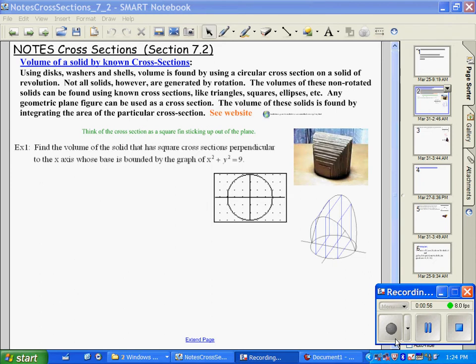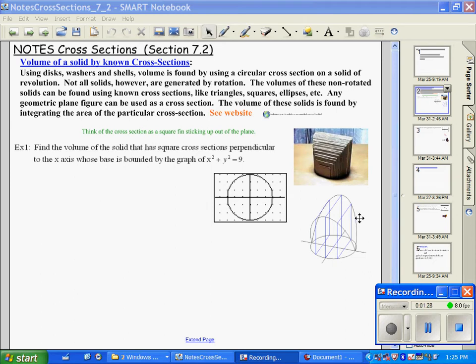So, the first example: find the volume of the solid that has a square cross-section perpendicular to the x-axis whose base is bounded by the graph x squared plus y squared equals 9. What you'll notice on the right is the actual 3D figure. It has a circular base, yet we can't slice it into circles, because there are squares sticking up out of the plane.